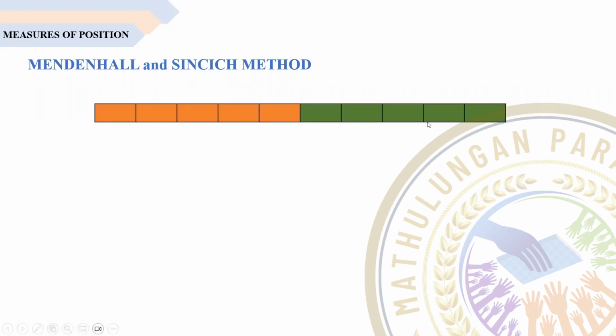Sa pagsasolve natin for measures of position using Mendenhall and Sincich method, meron tayong rules na kailangang sundin. Like what I have said in the previous video, si quartile 2, decile 5, at percentile 50 ay pare-parehas na 50% at ito ay ang middle value of the distribution.